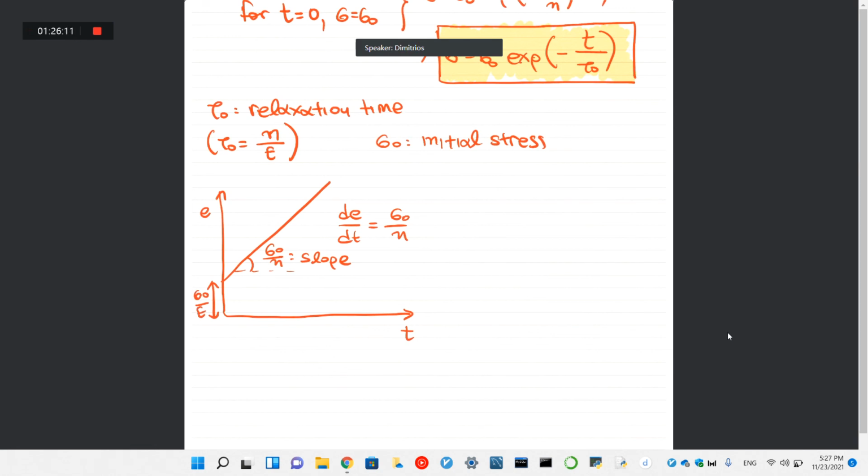As you can see, this graph does not represent very well the behavior of strain under constant stress, okay? We would expect to see something that would look like that, okay? But this graph does not look like that, so as a result, we can say that Maxwell's model cannot be used to study creep behavior.